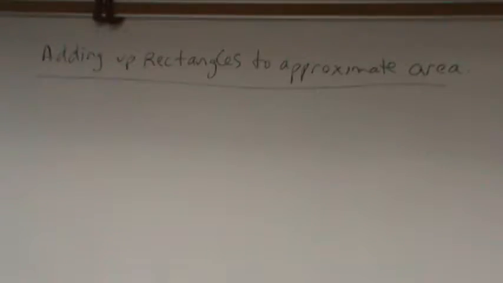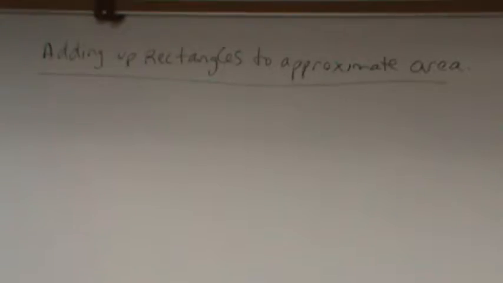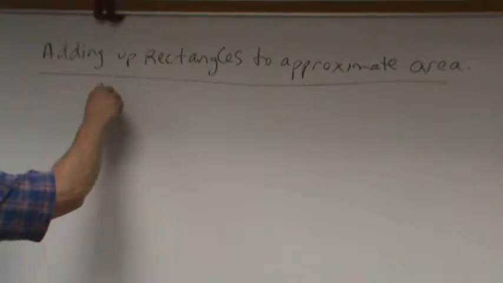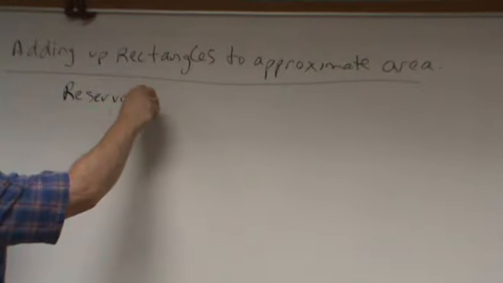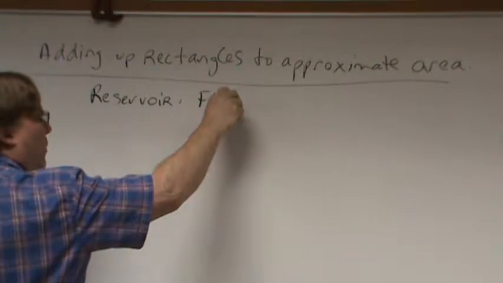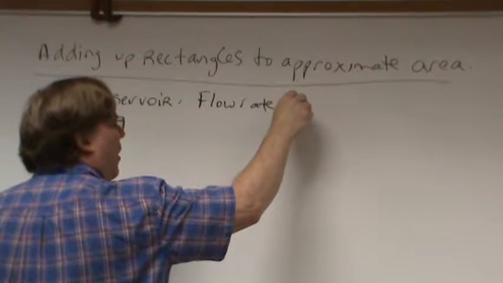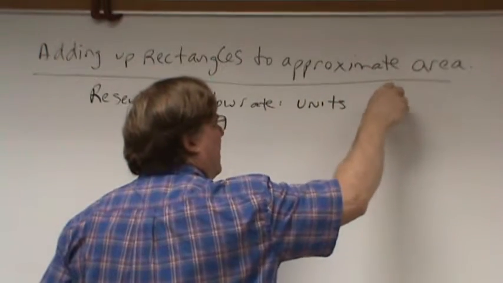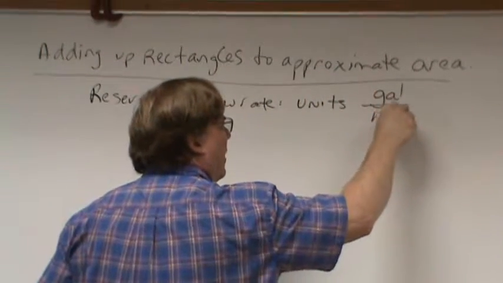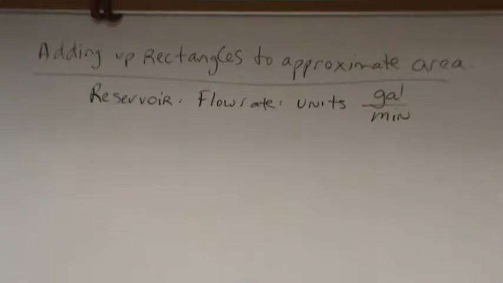As I've said many times before, when you know information about the rate of change of a quantity, that gives you important information about the total quantity itself. For example, let's say, the classic reservoir. Let's say I had a reservoir, and I happen to know the flow rate into or out of the reservoir. The units of the flow rate, let's say it's gallons per minute. So I know the flow rate into or out of the reservoir, and it's given in gallons per minute.